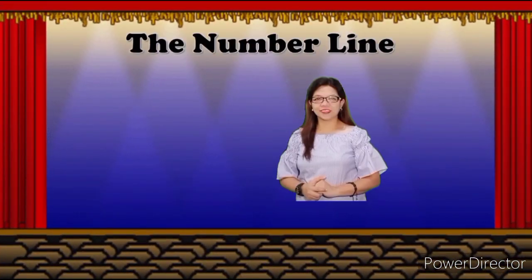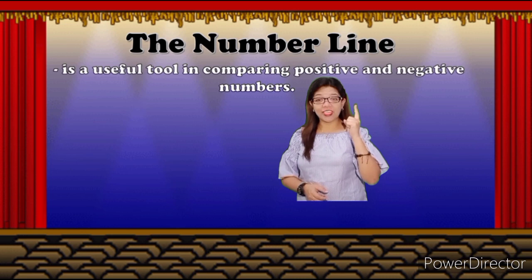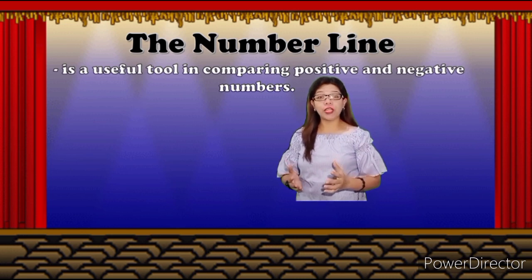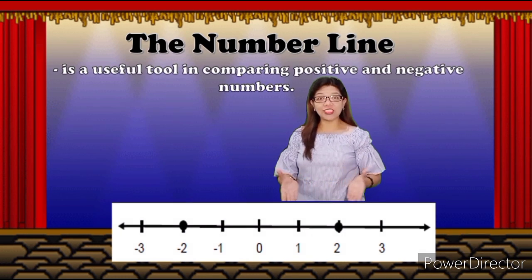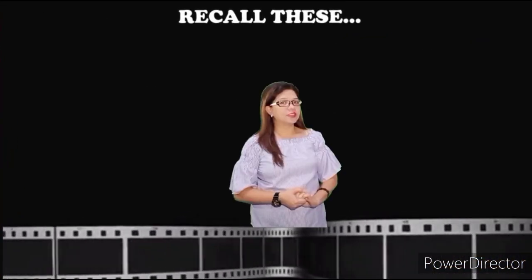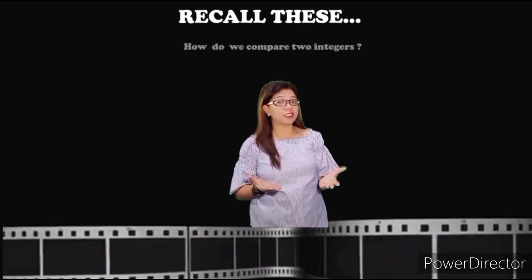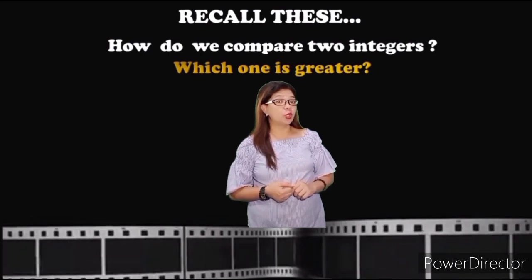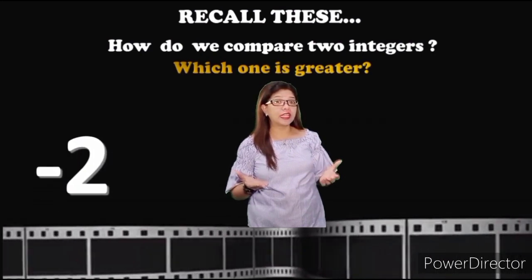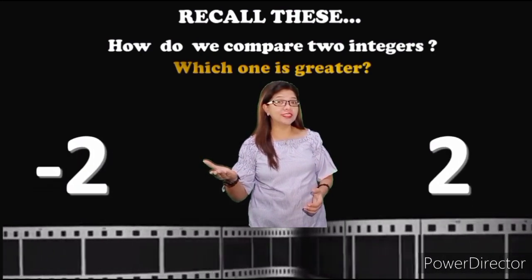What's in? A number line is a useful tool in comparing positive and negative numbers. This is a number line. Let's try to recall this. How do you compare two integers? Which one is greater? Negative 2 or 2?